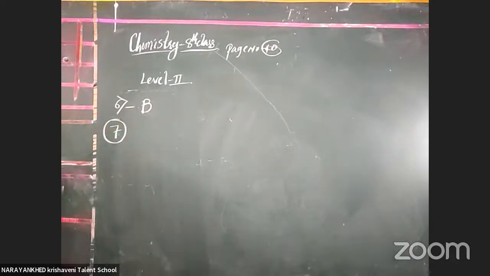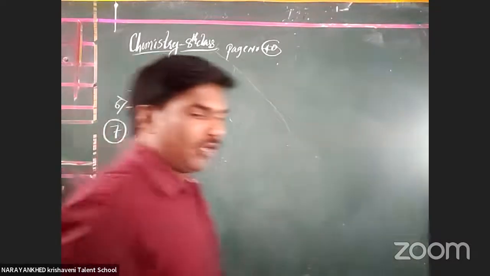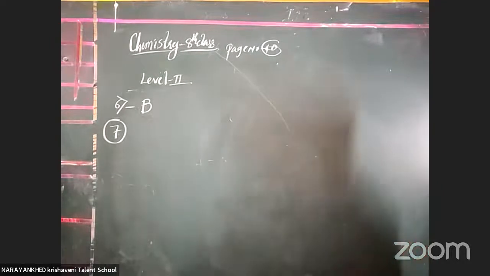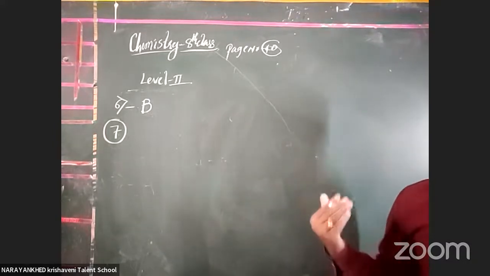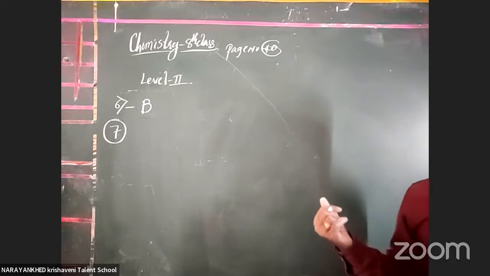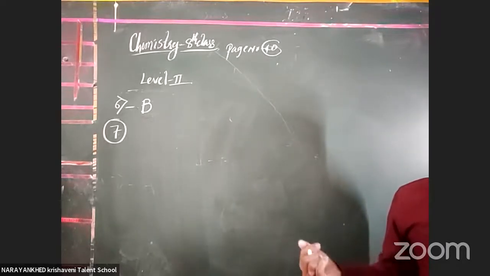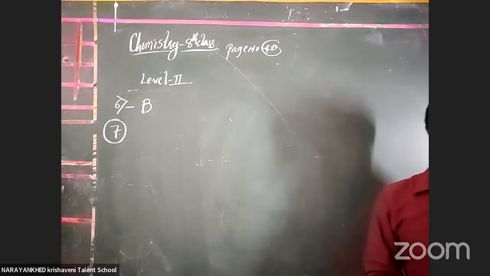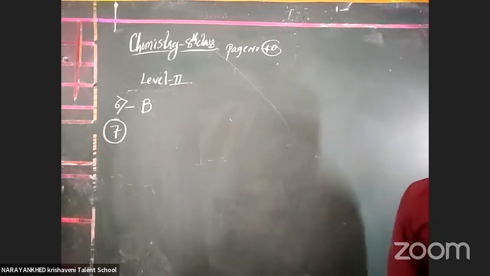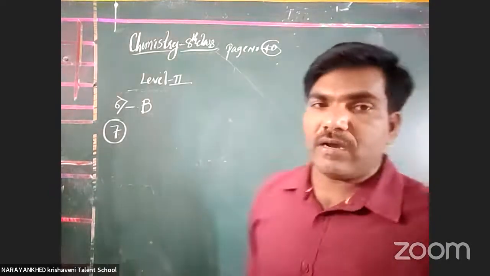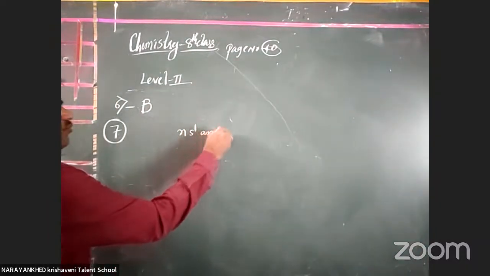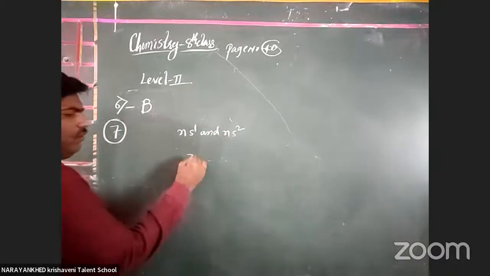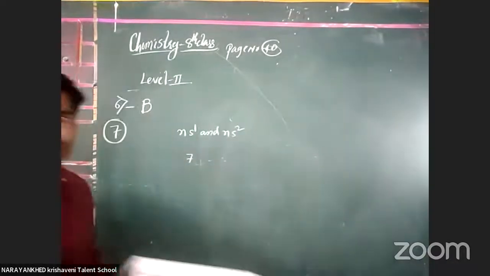Seventh one: a pair of atomic numbers which belongs to the S block. They have given different atomic numbers, and depending on that you have to write which block they belong to. 7 and 15, 6 and 12, 9 and 17, 3 and 12. Now those which contain ns1 or ns2 configurations are called S block elements. You know very well. You have to check every answer.